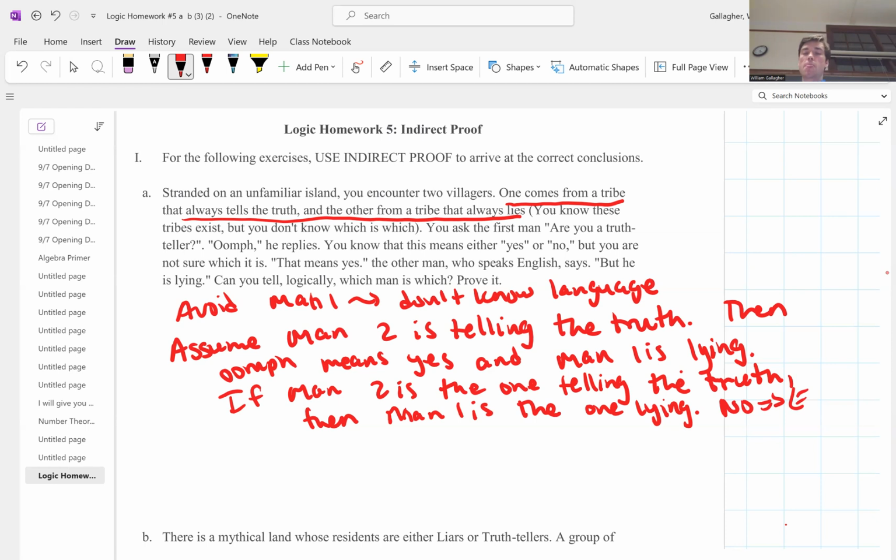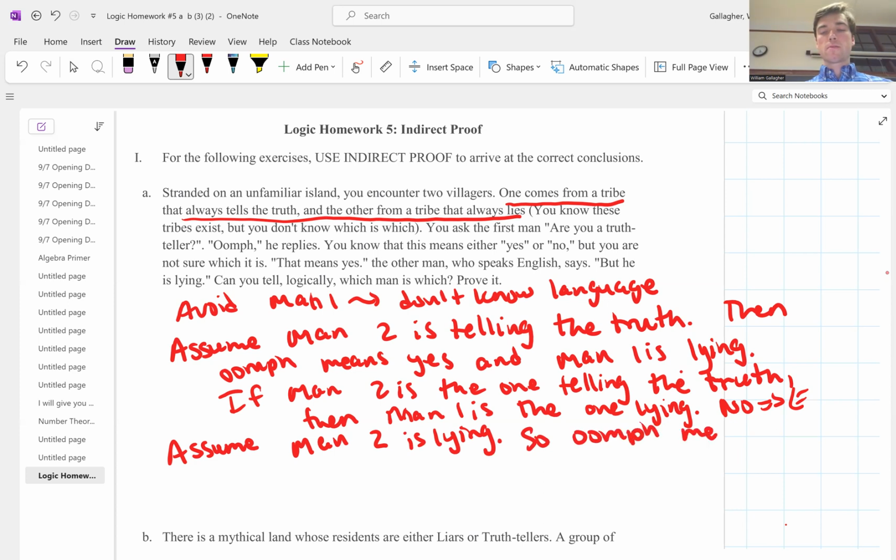Okay. So again, you could make any number of other assumptions, but I think the nice thing is man two is either telling the truth or he's lying. So our new assumption should be: assume man two is lying. Okay. So now we get the opposite of the two things he said. So oomph means no, and man one is telling the truth. Okay.